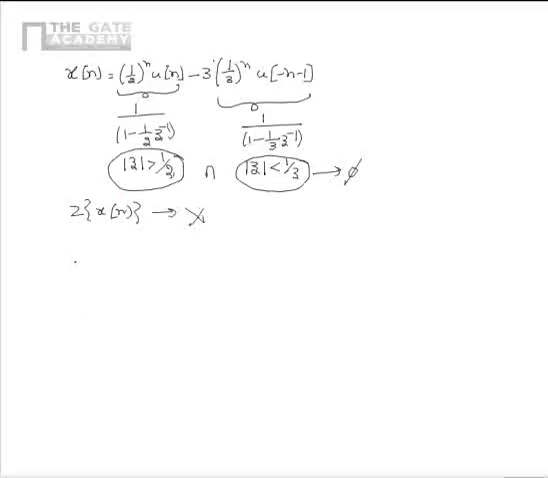So if the ROCs of the signals don't overlap, then the Z transform of the combined signal doesn't exist.